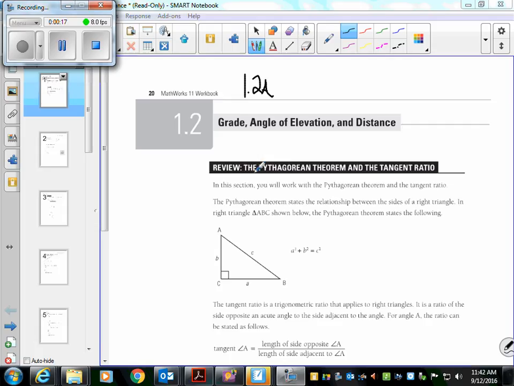Lots of times people remember the Pythagorean theorem. That's when we have a right triangle and we say a squared plus b squared equals c squared, where a and b are the sides that are touching the right angle, and c is your hypotenuse. Just remember that a and b are the ones right beside the right angle, and c is your hypotenuse.